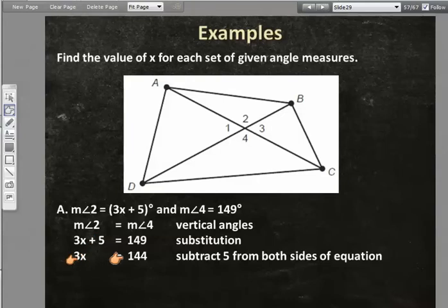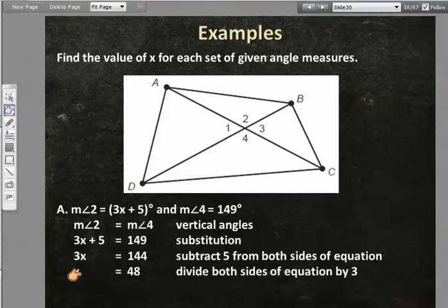Now I'm going to say, well, 3x equals 144, and this says what I did. I subtracted 5 from both sides of the equation. Then I'm going to be so bold as to say x equals 48. And all I did was divide both sides of the equation by 3. So there's my value for x.